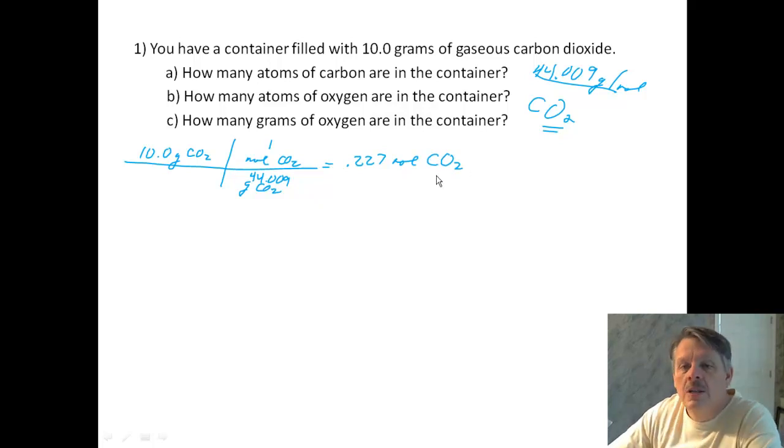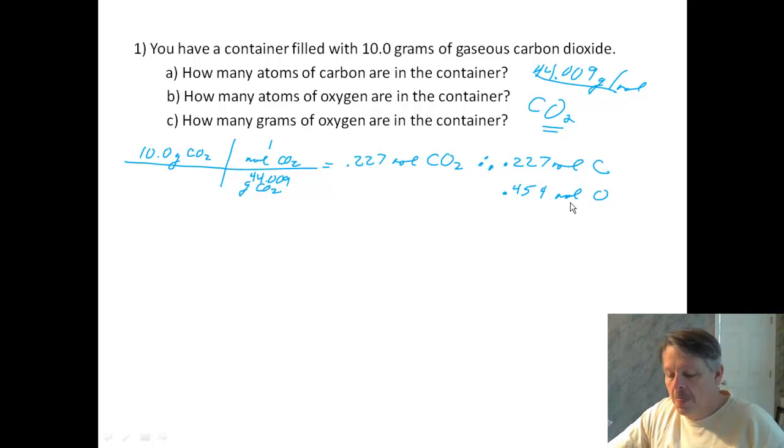Now, what you need to think about are those ratios. If I have 0.227 moles of carbon dioxide, how many moles of carbon is that? Well, this tells us, that's a therefore, by the way, that we must have 0.227 moles of carbon. And we have to have twice that much of oxygen. So if I take 0.227 and multiply by 2, I get 0.454 moles of oxygen. That ratio is key to being able to figure out this problem.